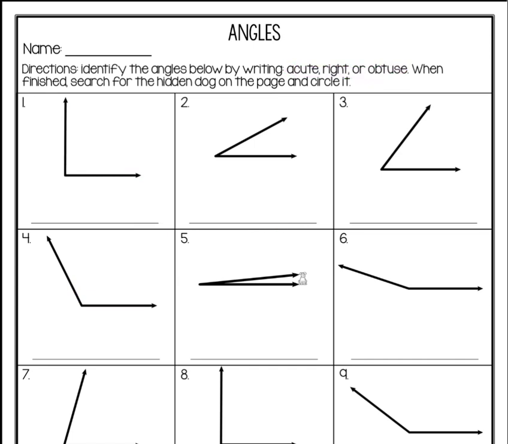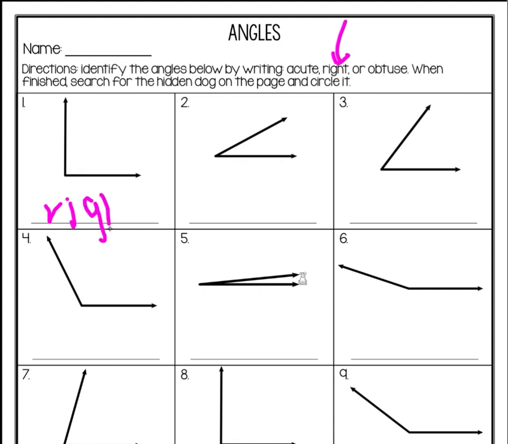Let's talk about angles. Angles can either be acute, right, or obtuse. How do we determine what it is? Let's start with right angles. Right angles are 90 degrees, so they're like a corner. And this number 1 would be a right angle.